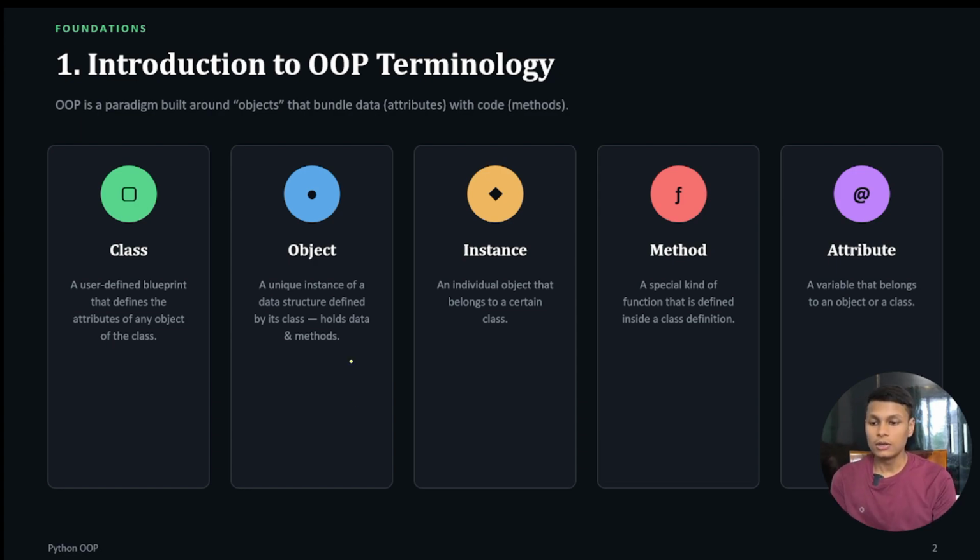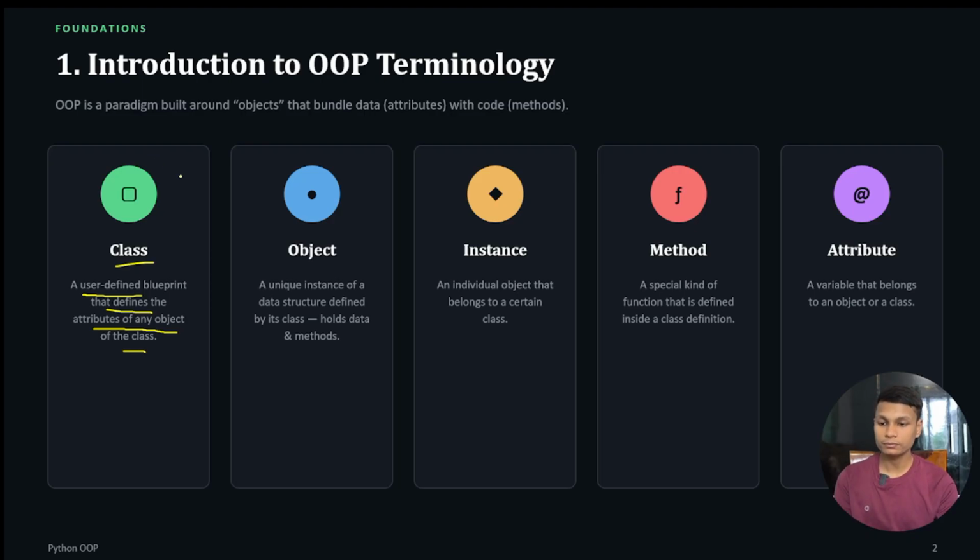At the very first, you can see that our class was there. So what is class? A class is a blueprint. Here you can read the definition: a user defined blueprint that defines the attributes of any object of the class. Or you can simply say that the blueprint of an object is known as a class. It gives you a simple type of blueprint.